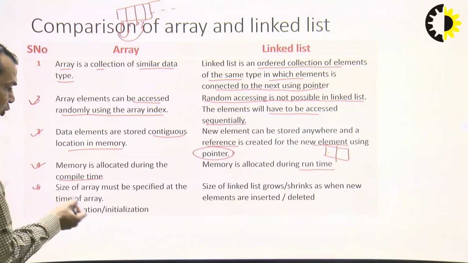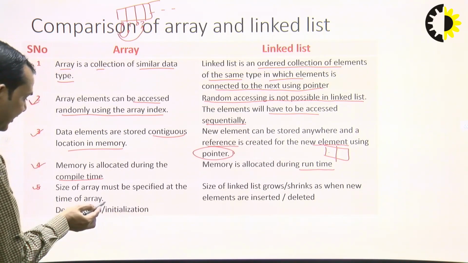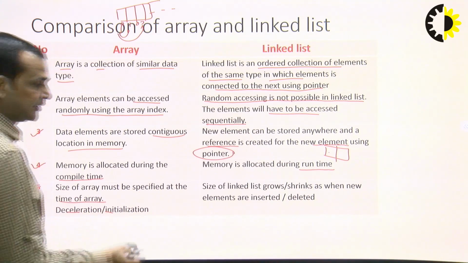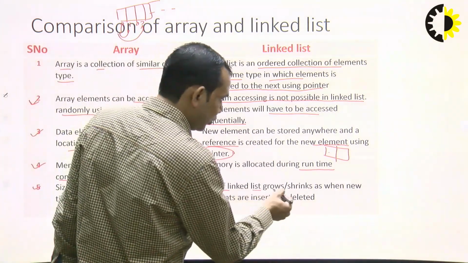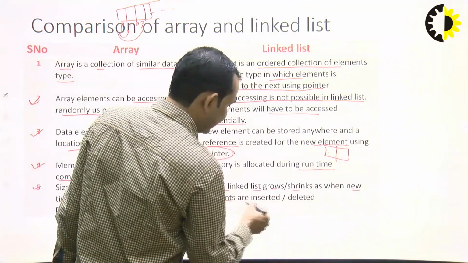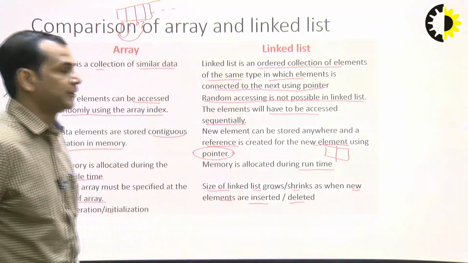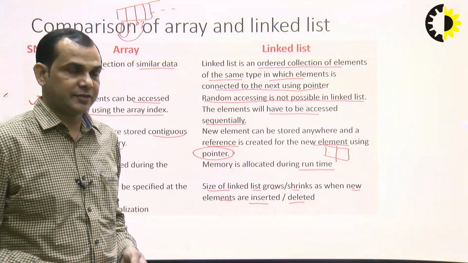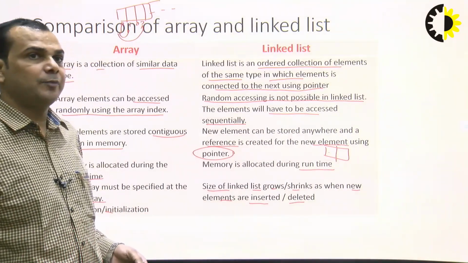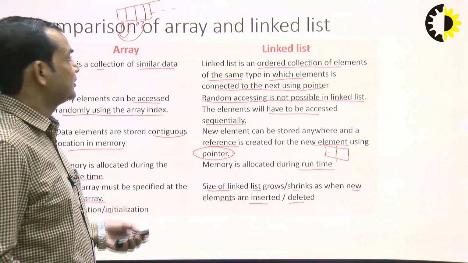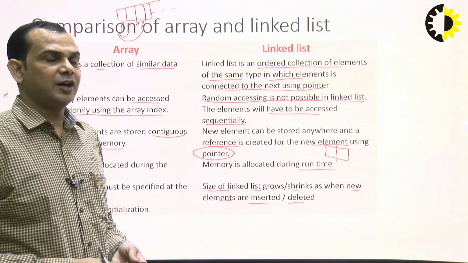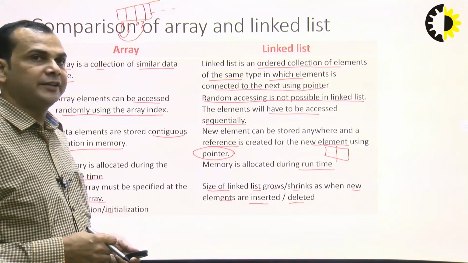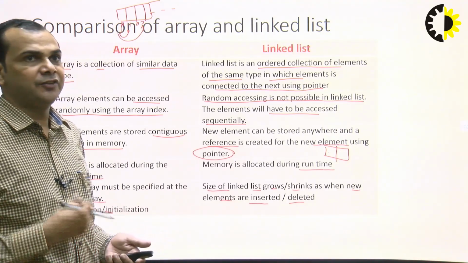Next, the size of the array must be specified at the time of declaration and initialization. The size of the linked list grows or shrinks when a new element is inserted or deleted. So these are some basic differences between the array and the linked list. Okay, in the next lecture we will check the types of linked lists and how we can insert and delete a node in the linked list with the help of C functions. Okay.